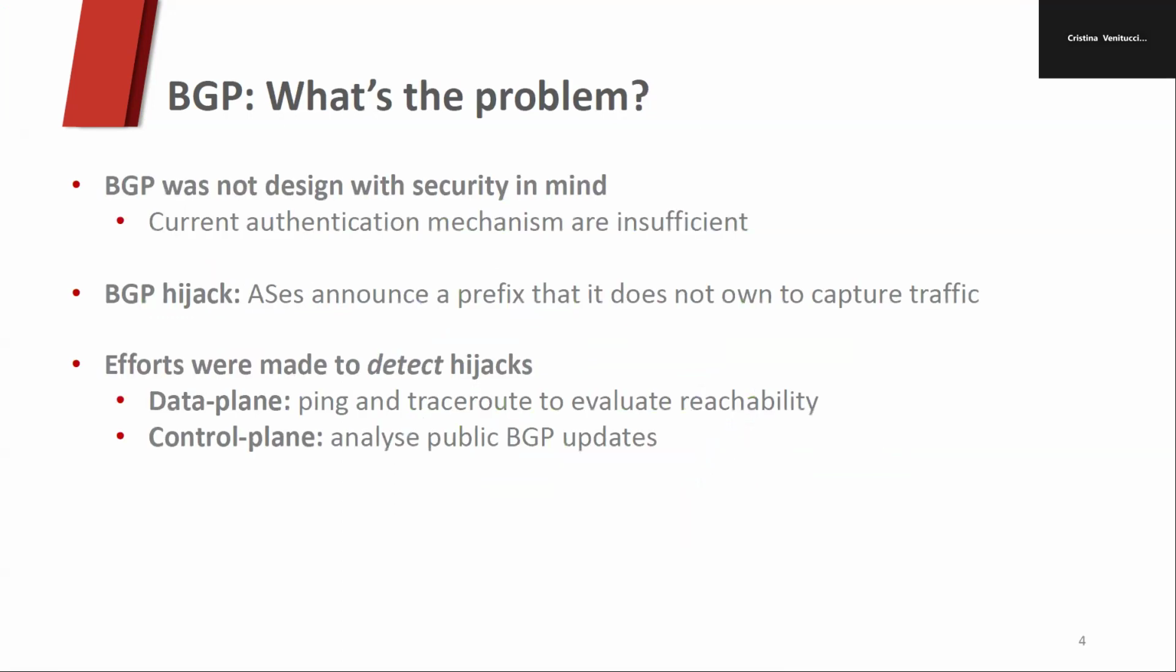So what's the problem? Well, BGP in its introduction in 1985 wasn't built with security in mind, and more specifically, there exists no sufficient authentication mechanism to prevent a malicious AS to announce a prefix that it doesn't own, which is called a BGP hijack. Because of this lack of authentication mechanism, research has been focusing on detecting those hijacks to mitigate them. We have basically two families of detection system: data plane, which uses ping and traceroute to detect hijacks, and control plane, which analyzes publicly available BGP updates to detect the occurrence of a hijack.